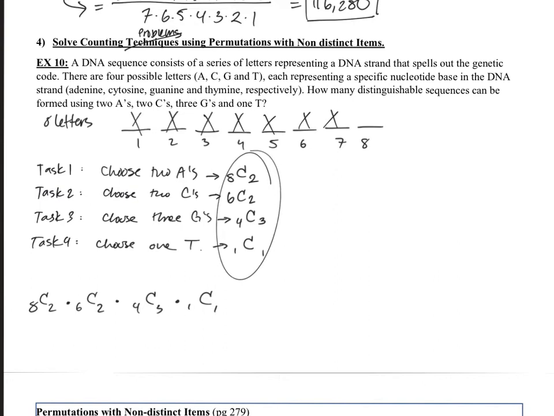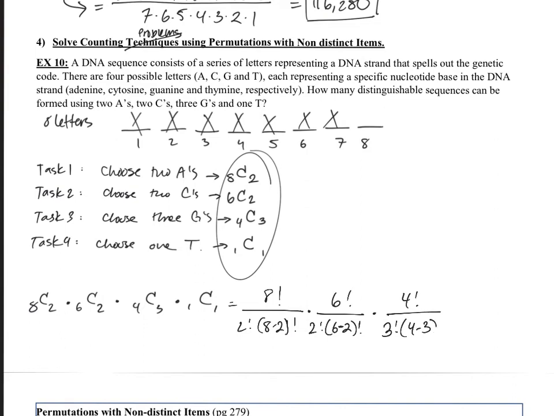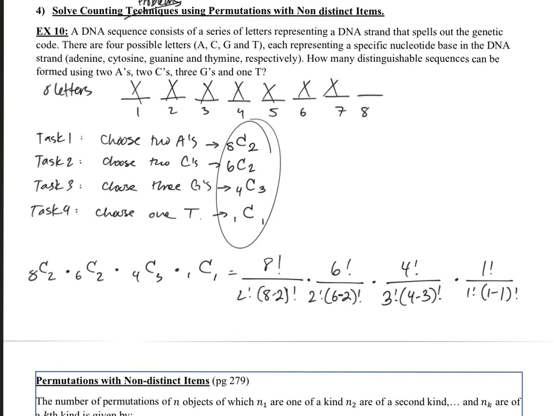Okay. So what would this look like if I wrote this out with the combinations? Well, for 8 choose 2, that's going to be 8 factorial over 2 factorial times 8 minus 2 factorial, times 6 factorial all over 2 factorial times 6 minus 2 factorial, times 4 factorial all over 3 factorial times 4 minus 3 factorial. And lastly, the 1 factorial all over 1 factorial times 1 minus 1 factorial. All right. Let me move this up a teeny bit for the work.